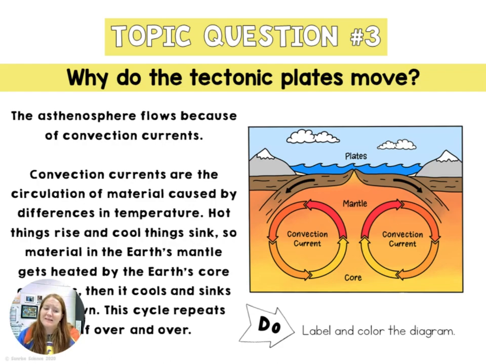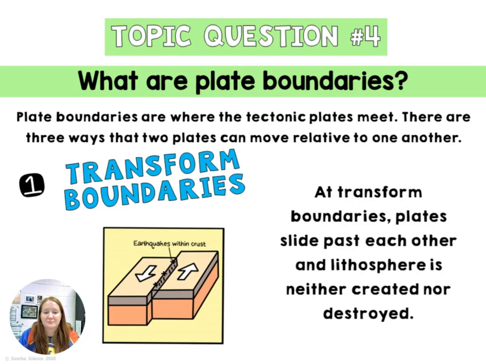So hot things rise, cool things sink. Material in the Earth's mantle gets heated by the Earth's core and rises. It then cools and sinks back down. That cycle repeats itself over and over and over. And so that's why the plates are constantly in motion. So go ahead and take a moment, color your diagram, label it, make sure you have your labels, and then we'll move on.